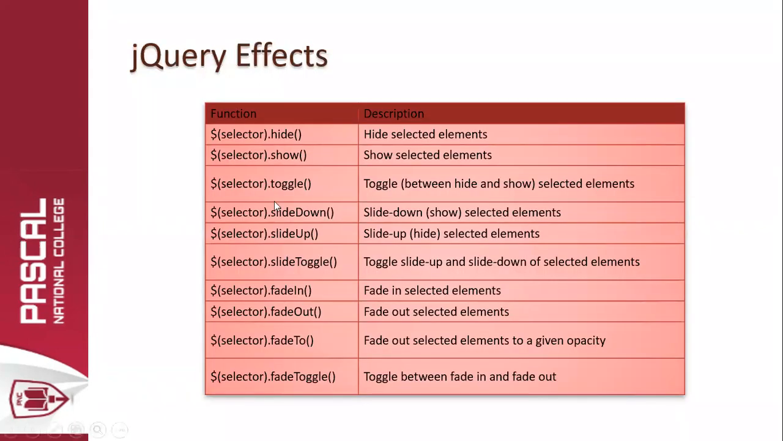So these are some of the jQuery effects. Either you can hide particular elements, or you can show them. Toggle means hide and show using the same button for the particular selector. Then slideDown, slideUp, slideToggle for up and down. Then fadeIn, fadeOut, fadeTo. These are some of the animation effects that you can work with in jQuery. Then similarly fadeTo and fadeToggle. So these are some of the jQuery effects.